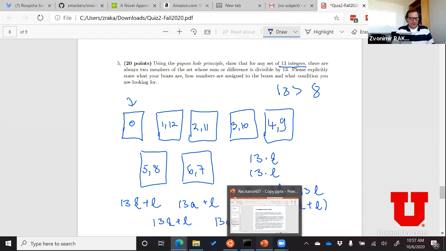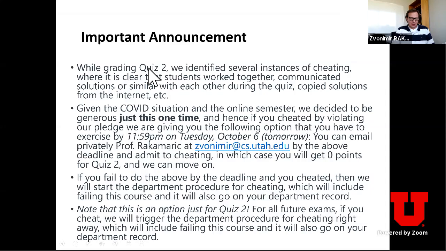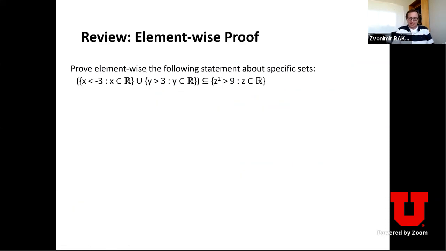So let me get back to today's presentation. Okay, so this was the announcement. Let's do one review proof that is related to sets. As before, we'll switch between breakout rooms and me doing proofs and so on. So let's do this element-wise proof.